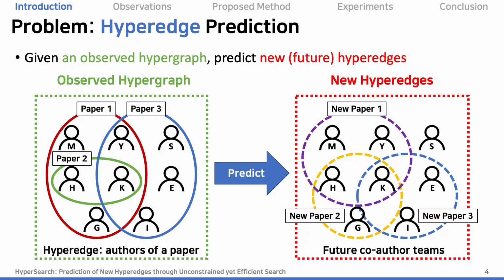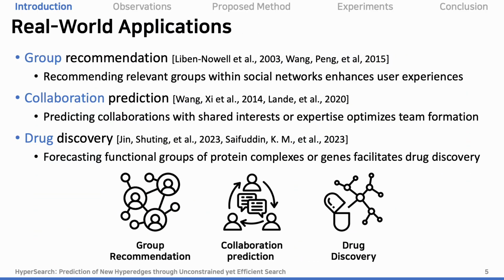Given an observed hypergraph, we aim to predict new hyperedges likely to appear in the future. For example, in a co-authorship network, this means predicting future author teams that might write a paper together. Hyperedge prediction has many real-world applications. For example, it enables group recommendation in social networks and can be used for collaboration prediction, such as predicting future co-author teams. It is also useful in drug discovery, where predicting functional groups of genes or proteins can help accelerate biomedical research.